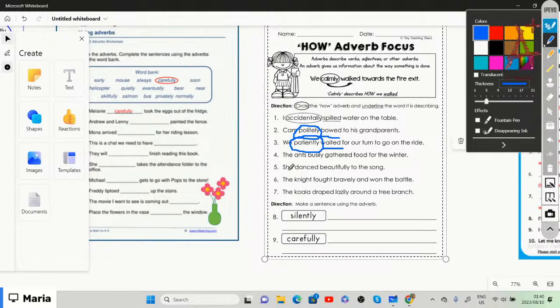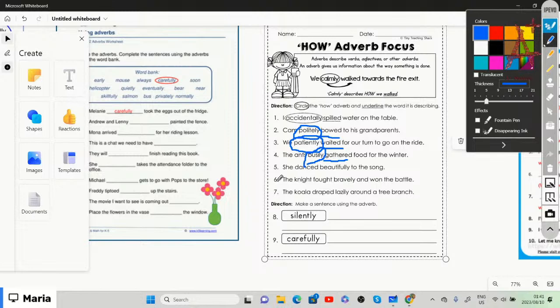And then the ants busily gathered food for the winter. Right? So the ants busily gathered. So gathered is our verb, and then busily tells us how they gathered food for the winter. So they were busily up and down carrying food, right?